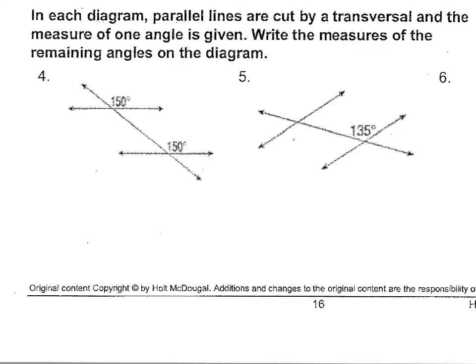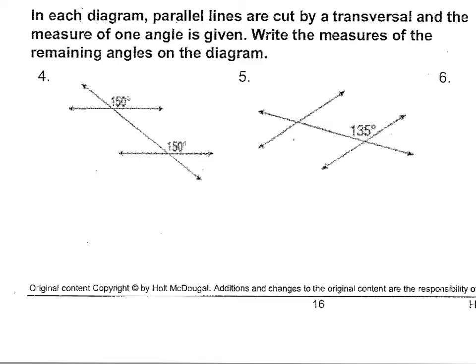Now that you've watched the video discussing the different types of angles formed by a transversal that cuts two parallel lines, let's actually put that math into action and see if we can figure out some missing angles that we have. You should have your notes packet open to 7-2, and let's do number 4 and 5 together, then I'll have you do 6 on your own.